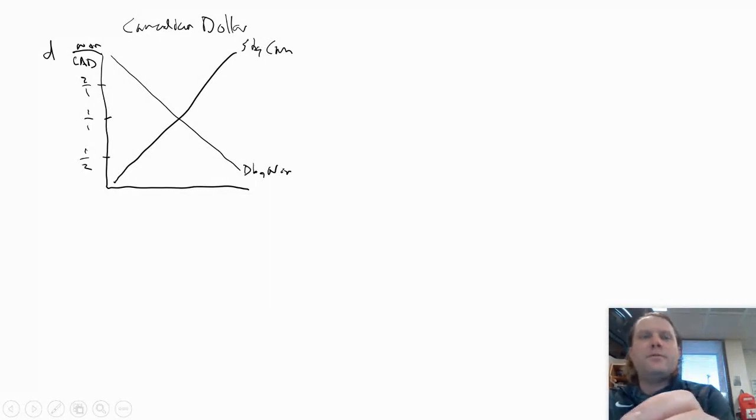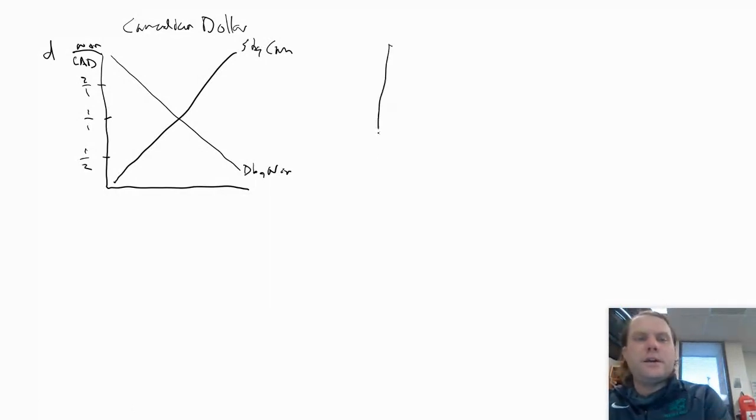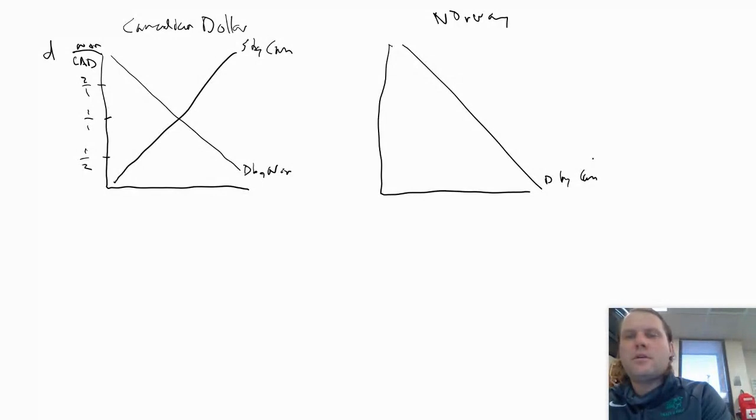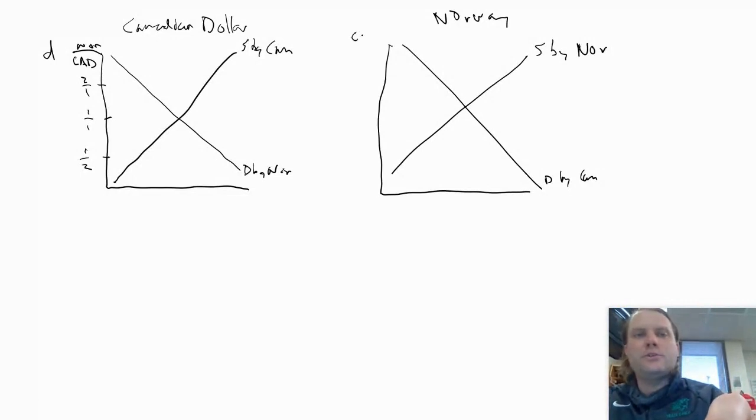All right. And I'm going to throw in here too, I'm just going to guess that later on we're going to need Norway as well. We're flipping things. Demand by Canada, supply by Norway, and then we flip our fractions over here.